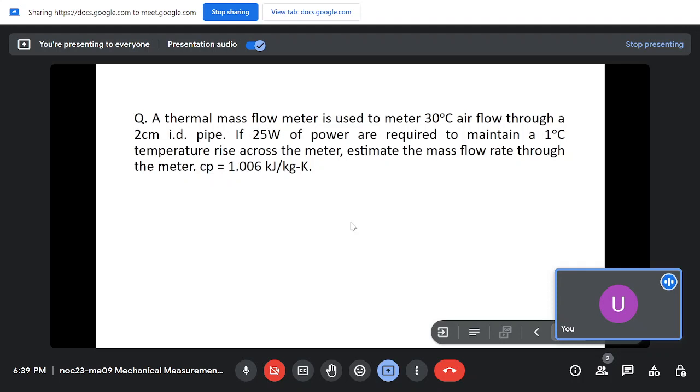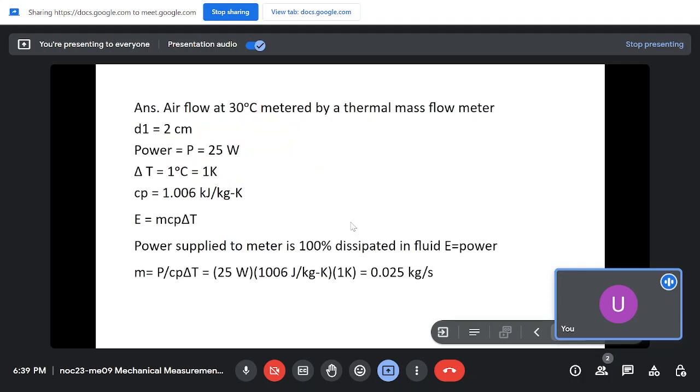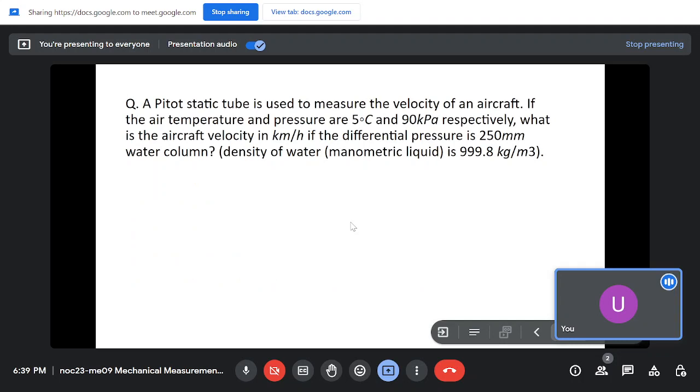So moving on, we have already seen a thermal mass flow meter problem, so we'll move on and see a pitot static tube. A pitot static tube is used to measure the velocity of an aircraft. If the air temperature and pressure are 5 degrees Celsius and 90 kilopascal respectively, what is the aircraft velocity in kilometer per hour if the differential pressure is 250 mm of water column? The density of water, the manometric fluid, is given as 999.8 kg per meter cube.